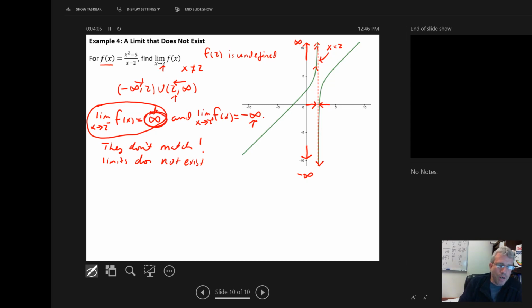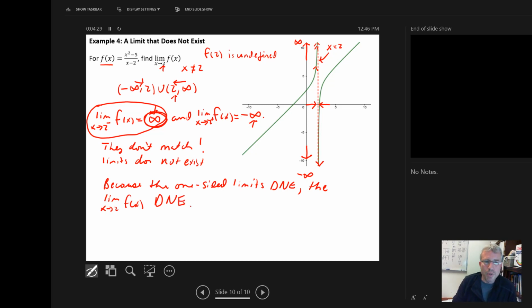So here I'm going to draw a conclusion. Because the one-sided limits do not exist, the limit as x goes to 2 of the function does not exist. We could also say that it doesn't exist because the two one-sided limits are not equal.